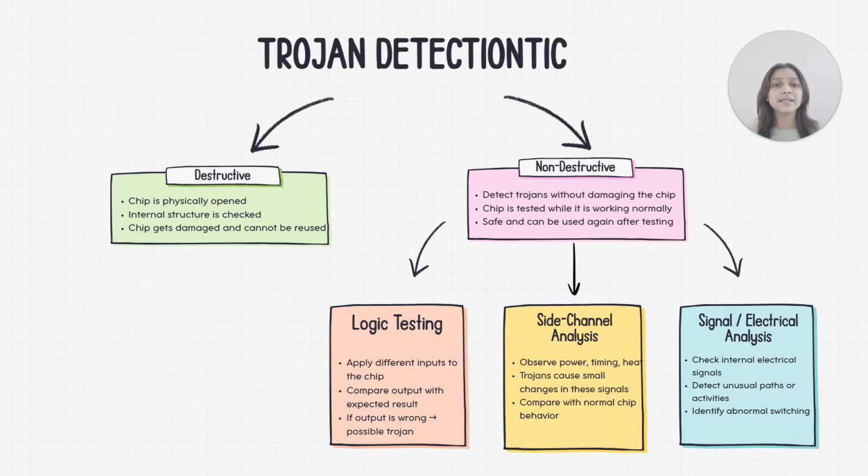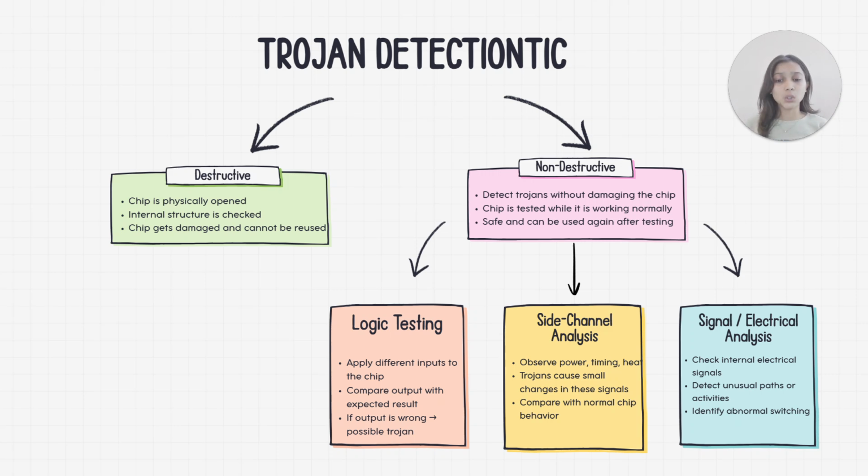Now Trojan detection. This is in two parts. Let's see the first one. Destructive: the chip is physically opened. Internal structure is checked. The chip gets damaged and cannot be reused. Now we see non-destructive. Detect Trojan without damaging the chip. The chip is tested while it is working normally. Safe, and can be used again after testing.